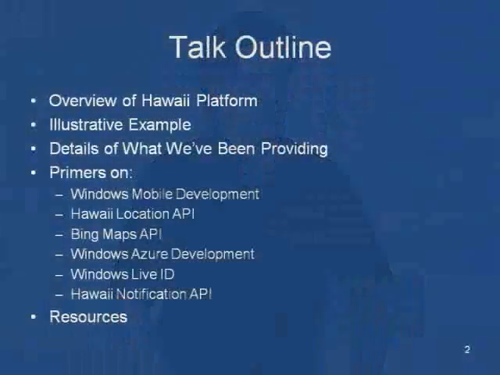And today I'm going to be talking briefly about our Hawaii project. First, I'm going to present a quick overview of what the Hawaii project and platform is about. Then, to make this a little bit more concrete, I'm going to give an illustrative example of what an application using the Hawaii services would look like.